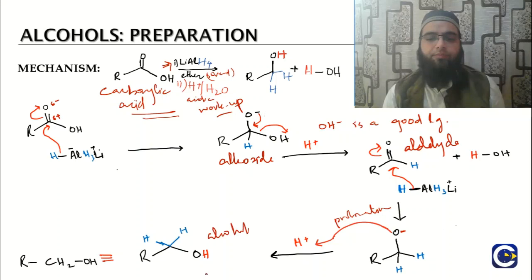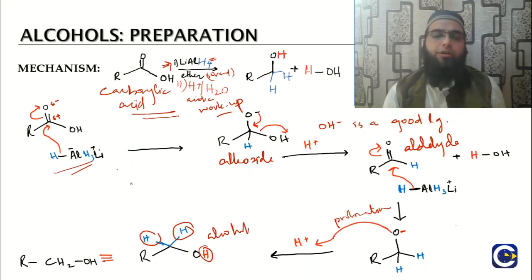Look, we have shown the colors. Here we have two hydrogens that have come from the hydride, and we have this hydrogen that's attached to the oxygen that has come from the acid which is present in the medium. So in the overall reaction we have used two hydrides and two protons. Okay, two protons in the reaction. So this is the overall reaction mechanism of the reduction of carboxylic acids.